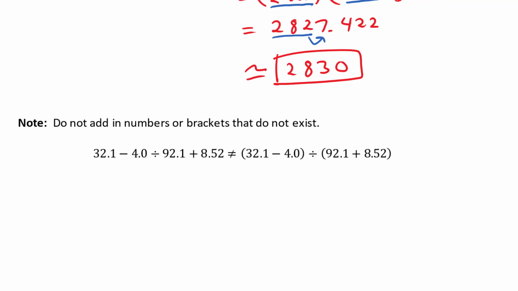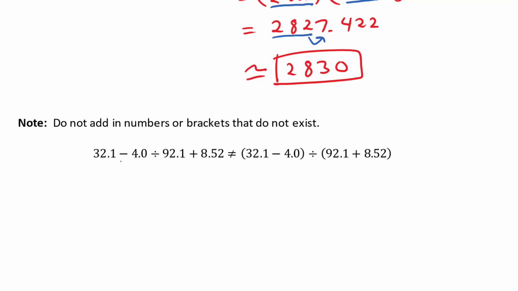I want to point something out here. This is a common mistake students have. They had a problem like this. And they see subtraction, they see division, and they see addition. And they, for some reason, decide to say, well, I'm going to stick brackets around here and here and here and here and do my subtraction first, then my addition, and then at the end, I'm going to divide it. That's wrong.